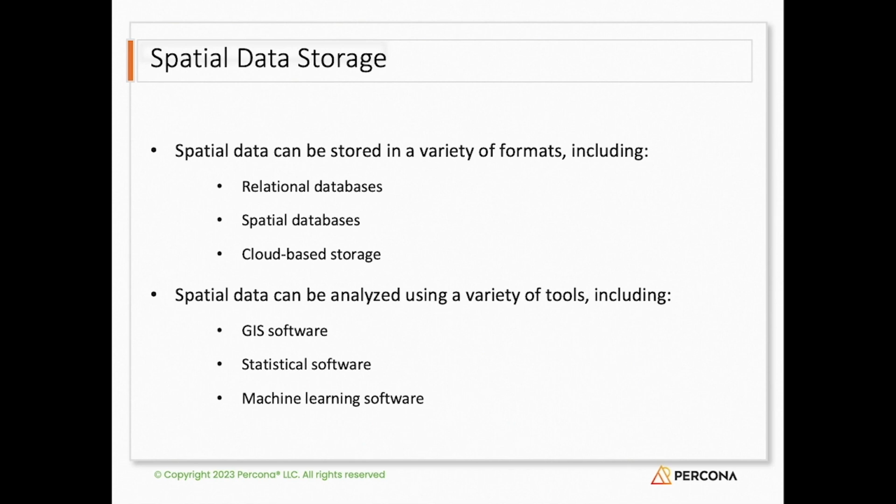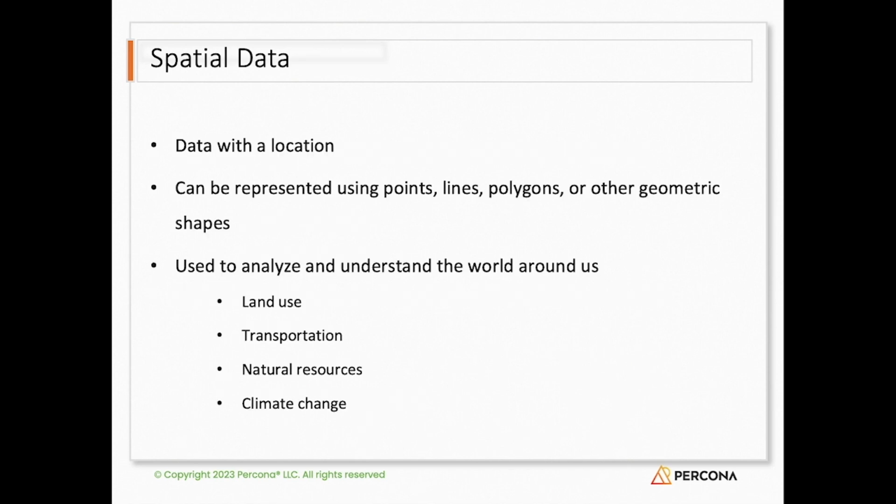So spatial data storage. What is spatial data? The bare minimum definition of spatial data is data with location, data which involves location. It can be represented using points, lines, polygons, and geometrical shapes. And where can you use that? Land, transportation, natural resources, climate changes. So this is the usage of geographical data.